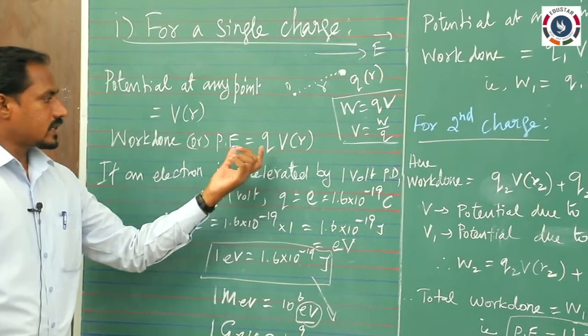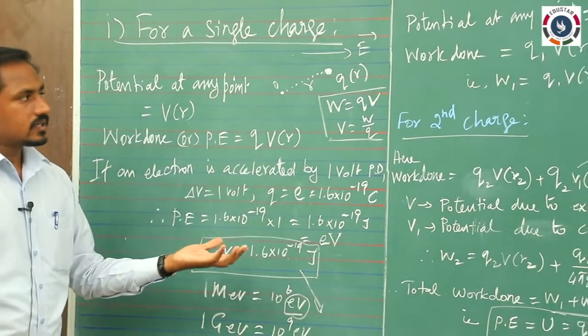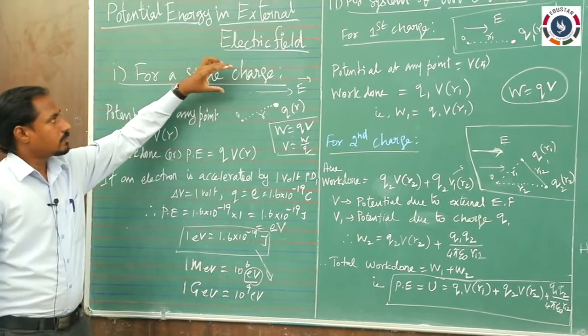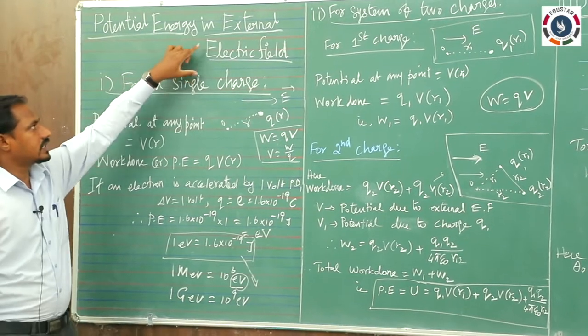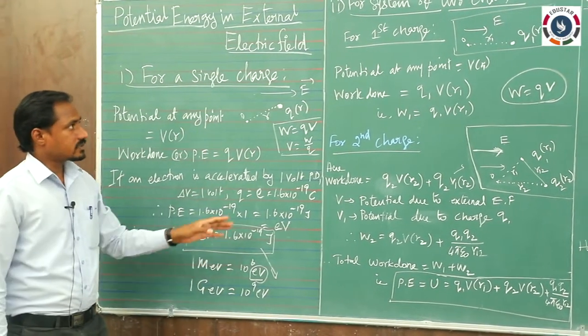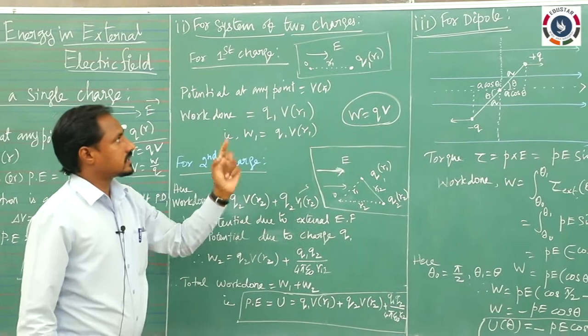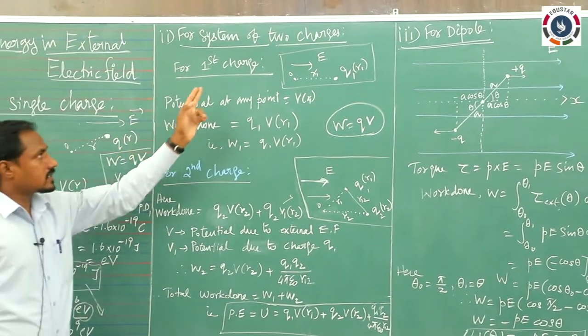So potential energy equals qV, that's all. This is the potential energy of a single charge in the external electric field. Next we move to a system of two charges.